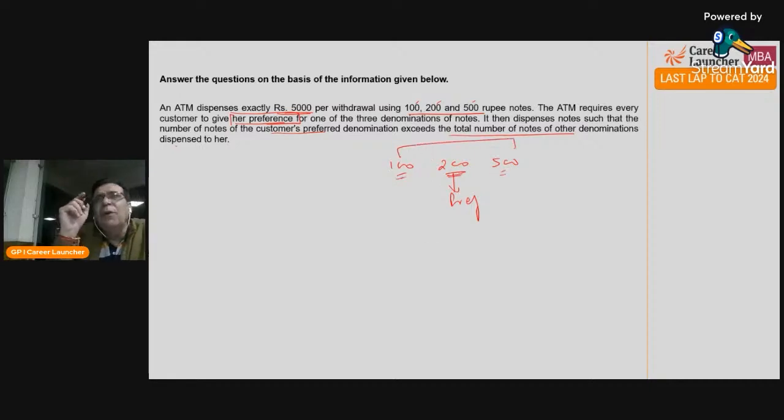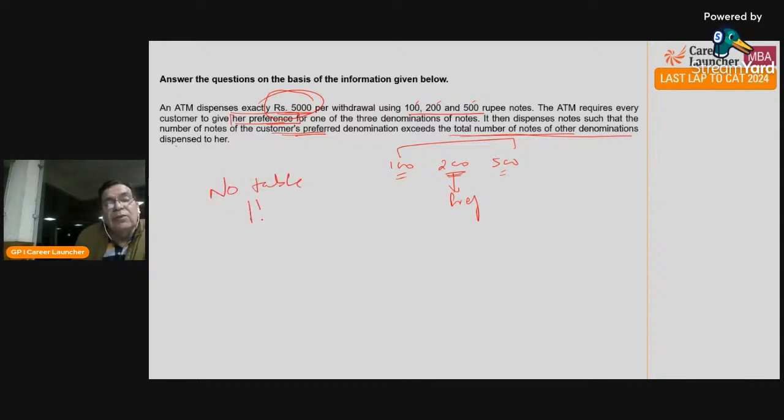Now, there is very little information, only one condition given. What is the condition given? Or rather, 2 conditions. That every time you have to dispense 5,000 rupees in a way that the customer's preferred denomination exceeds the total number of notes of the other 2 denominations. Okay, so that's the only condition. What does that tell you? No table.